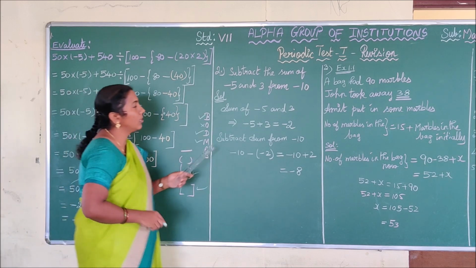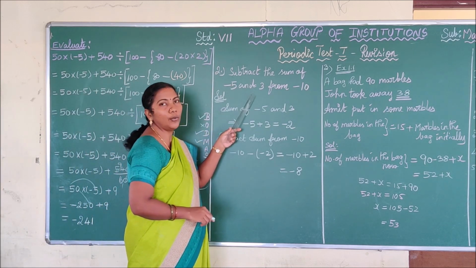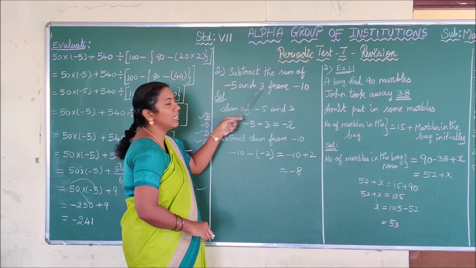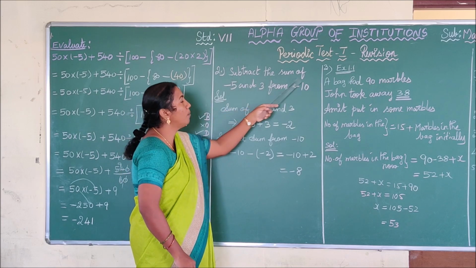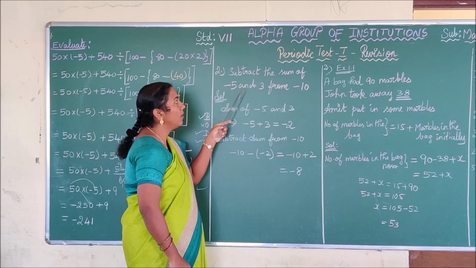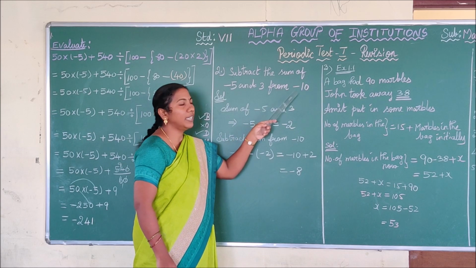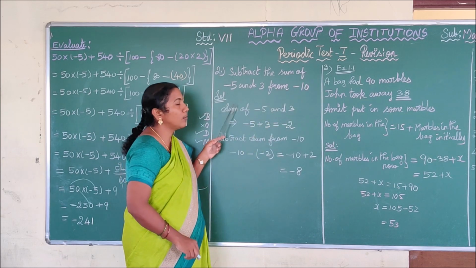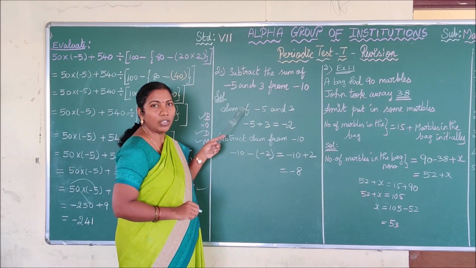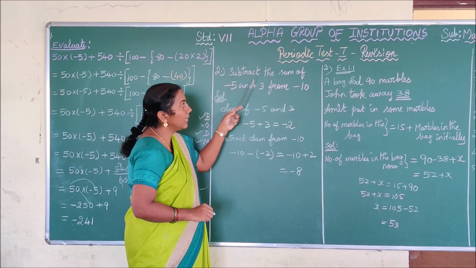Next see this sum, children. You have this sum in your textbook. Okay, I will change the number. Subtract the sum of minus 5 and 3 from minus 10. The concept of this sum is you have to understand what they are giving. Okay, subtract the sum of.